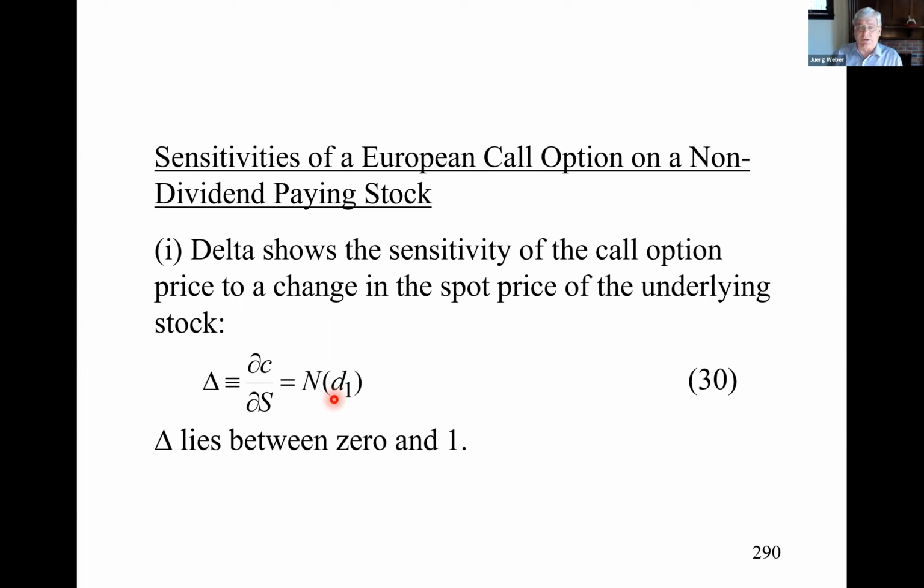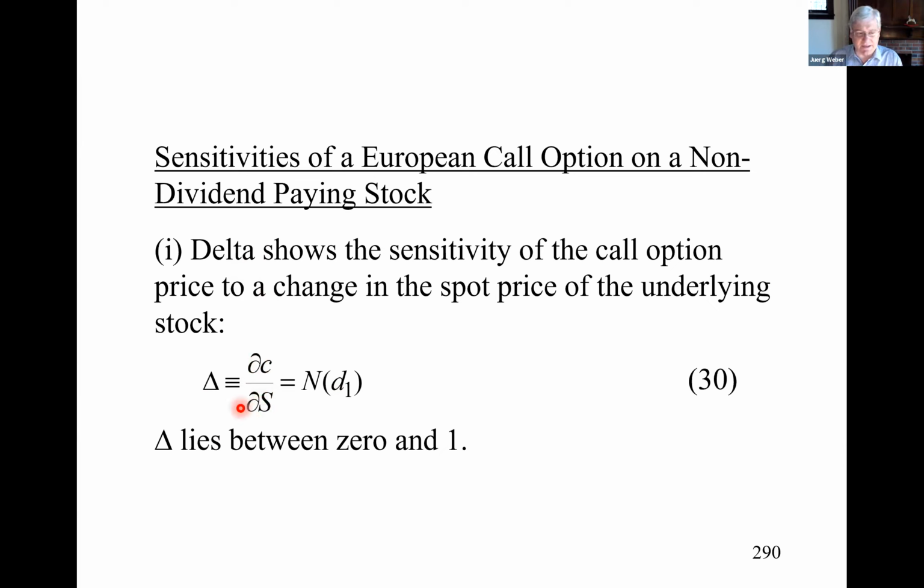So that's the so-called delta. We called it delta. It's a little bit of a funny name. So this delta here means the first partial derivative of the derivative security price, the option price, with regard to a change in the underlying share price.